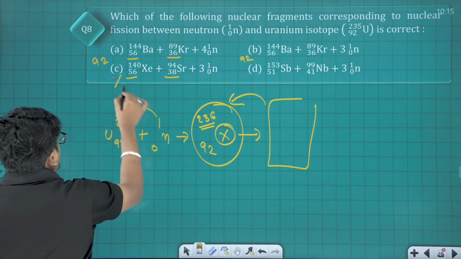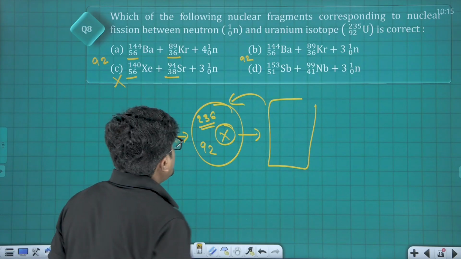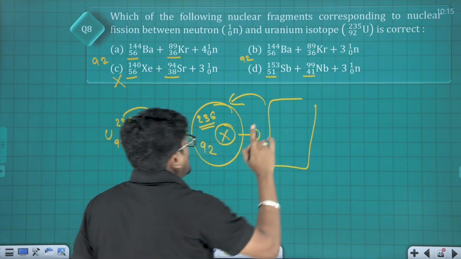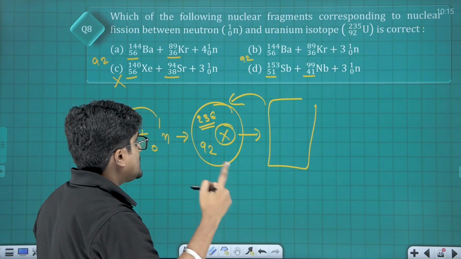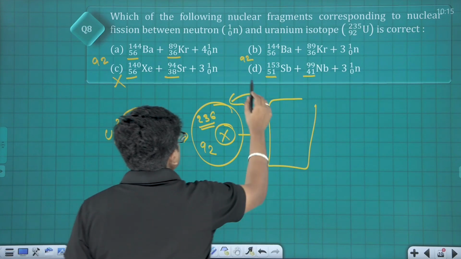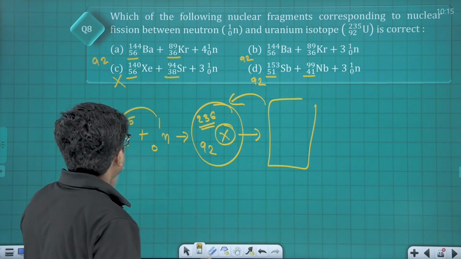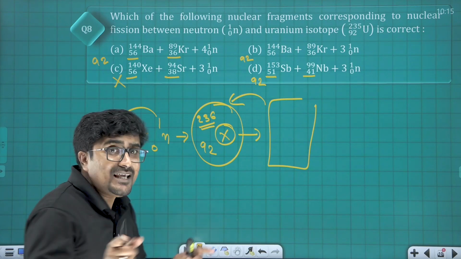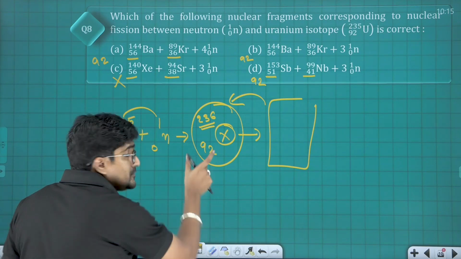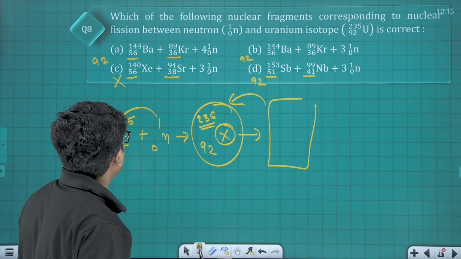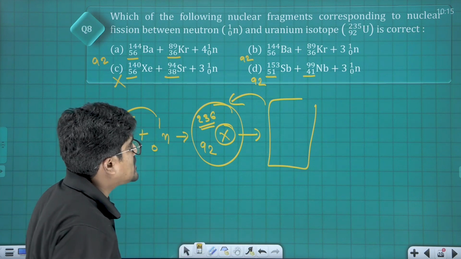So this can't be an option, and here it is 51 plus 41. 50 plus 40 is 90, plus 2 is 92. So here also it's coming as 92. So here I can eliminate option D and option C based upon the atomic number. Now let me go for the consideration of mass number here.